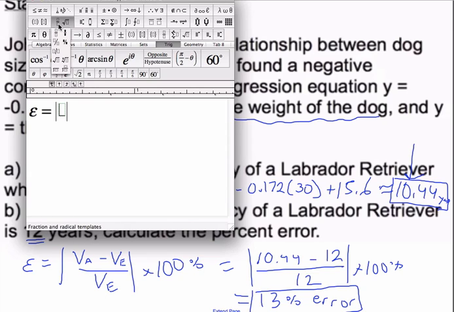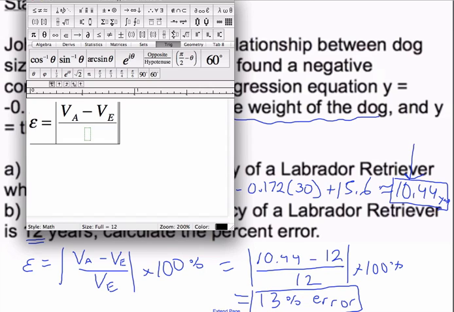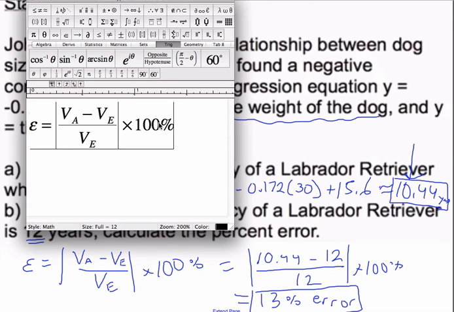Inside that we need a fraction, so I click here, and I'm going to do V, and that is not V A, it's V subscript A, so I need to go here for a subscript, and capital A, and then minus V subscript E. And then times, don't use an X for times, we can find this times symbol here, and 100%. Okay, you can copy and paste that into any document.